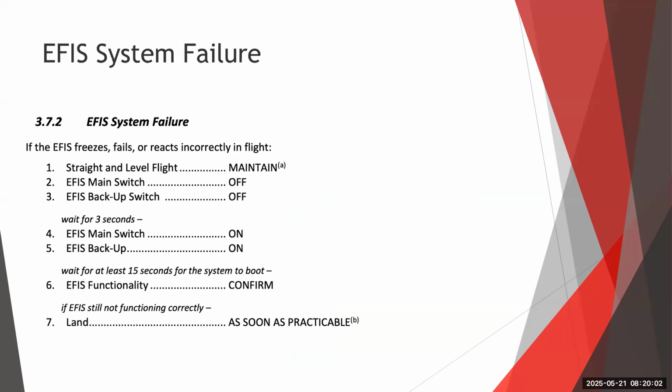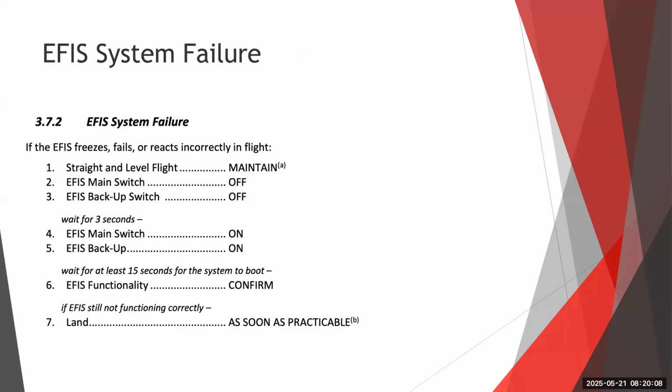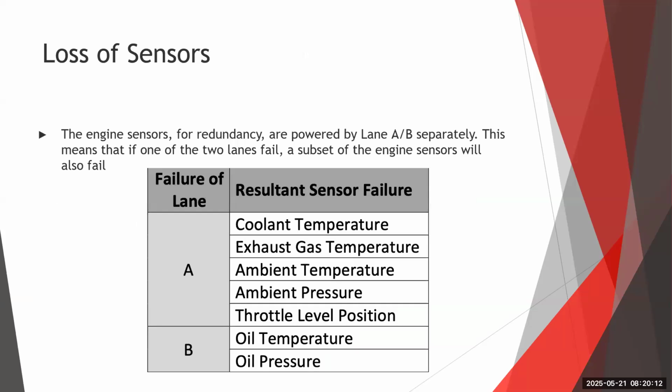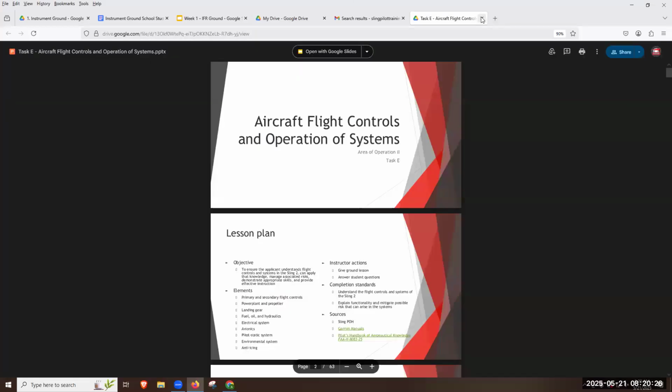In the POH, I'm not going to read through this, but there are different EFIS system failure procedures, you can go through this on your own. And then right here is the table of the failure of lane A or B, and what the resultant sensors lost are as well. So go through this on your own.